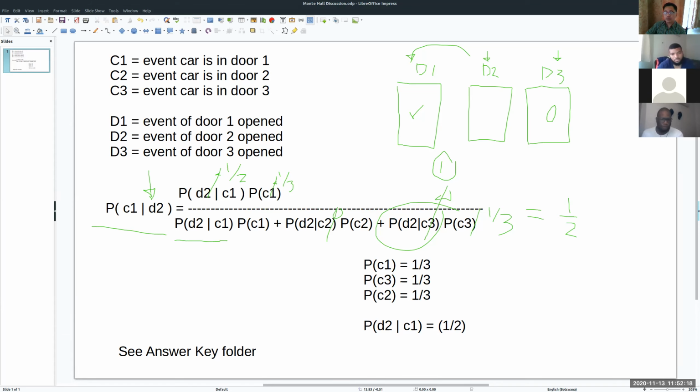If the car is in door one, the host, I mean the player chose door two, it is the same, isn't it? The host has to choose this one. So this should also be one. It is not like that.